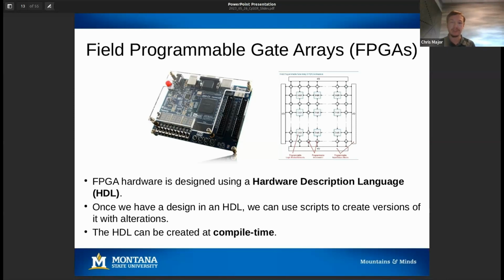And once this HDL is created and simulated, you can then go ahead and use scripts to create different versions. So we're going back to those modules, that sort of parameterization. Now, the best part is that the HDL can be created at compile time. So you may roughly know what a design should operate like, and you can define your parameters, but the tool will define what it actually looks like on the physical device at compile time within your FPGA suite. And this will come in handy a little bit more when we explain specifically more of the tool chain.